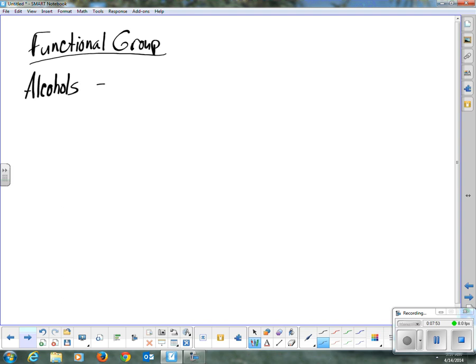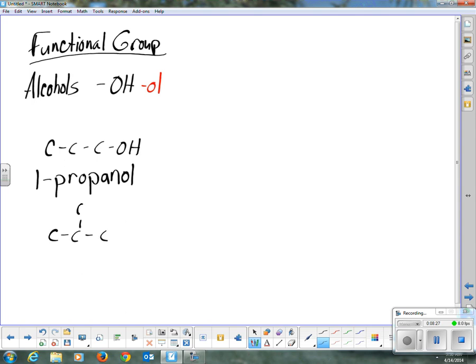Okay, alcohols have an OH, and we use OL. We replace the E and put OL. So if I have a chain that goes like this, that's a 3-carbon chain. 3-carbon chain is propane, right? So I'd write propane, drop the E, and add OL. Now I do need to tell it where that OL is coming off of. Here it is coming off number 1. I could also have had this, which would have been 2-propanol.